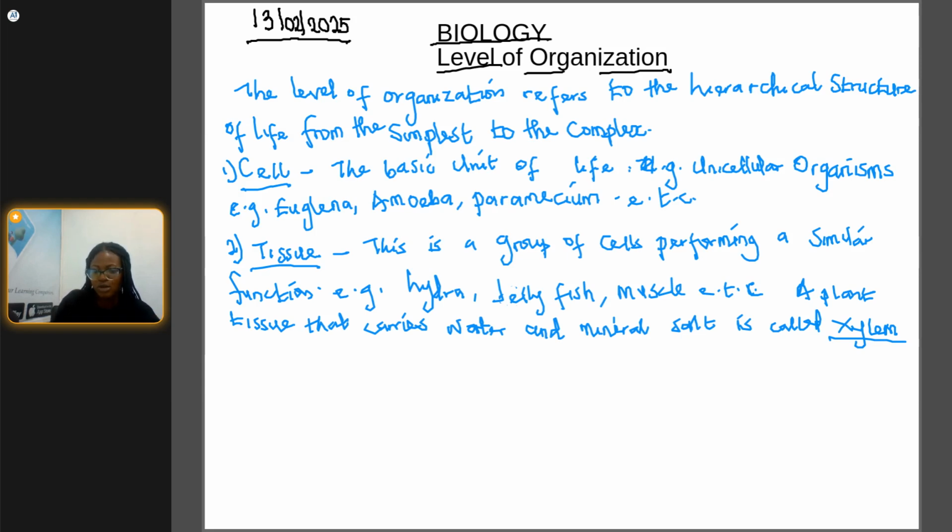Also, we have another tissue in plants called phloem. Phloem carries food in plants. That is the function of this tissue, phloem, in plants. So this is to tell you that as we have tissues in animals, so we also have tissue in plants. The plant tissue that carries water and mineral salt in the plant is xylem, and the plant tissue that carries food in plants is phloem. Please take note of that.